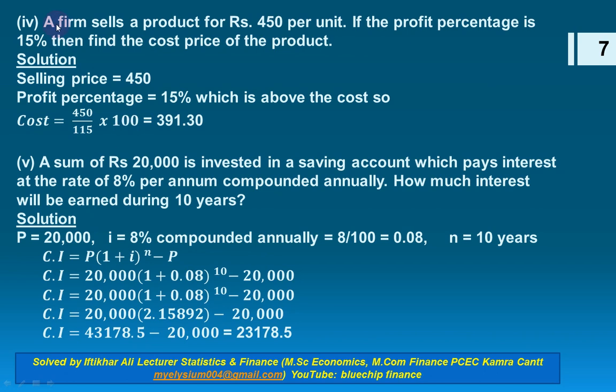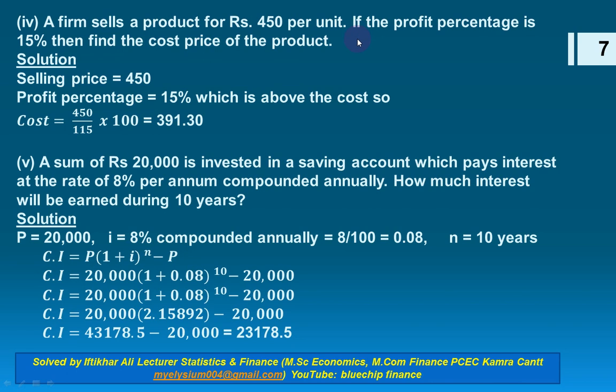Question number 4 is, a firm sells a product for rupees 450 per unit. If the profit percentage is 15%, then find the cost price of the product. So the firm is selling the product for rupees 450 per unit, and the profit percentage is 15%. So it means that if it is selling on the profit, then it will be above the cost case.